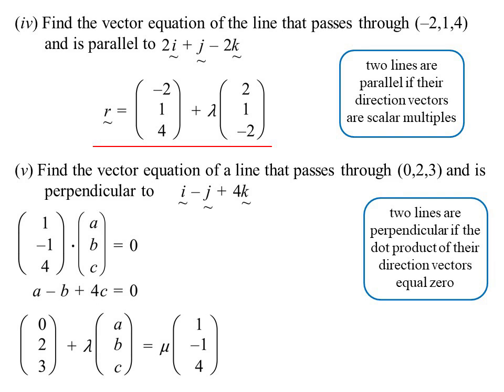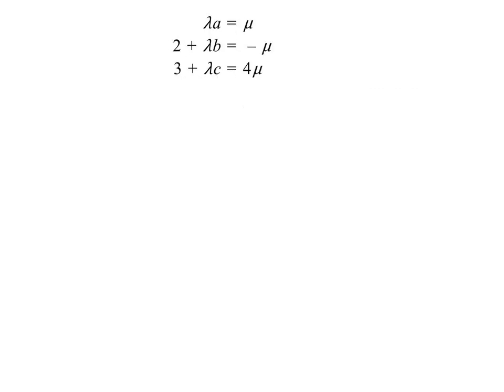So (0, 2, 3) plus some multiple of (a, b, c) will equal some multiple of (1, -1, 4). Well, let's play around with that. The x ones give me that lambda a is mu, the y ones give me that 2 plus lambda b is minus mu, and the z ones give me that 3 plus lambda c is 4 mu. Three equations, four pronumerals. Oh well, let's keep going with it.